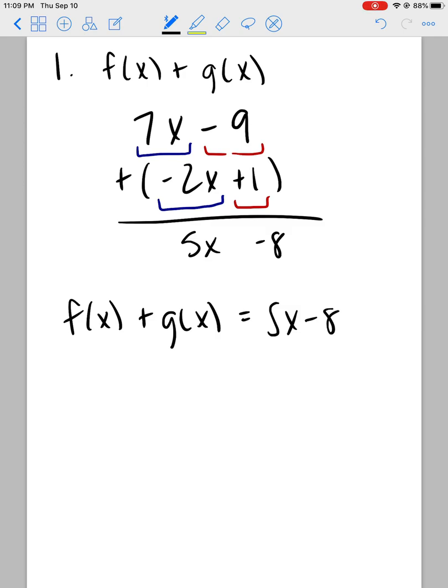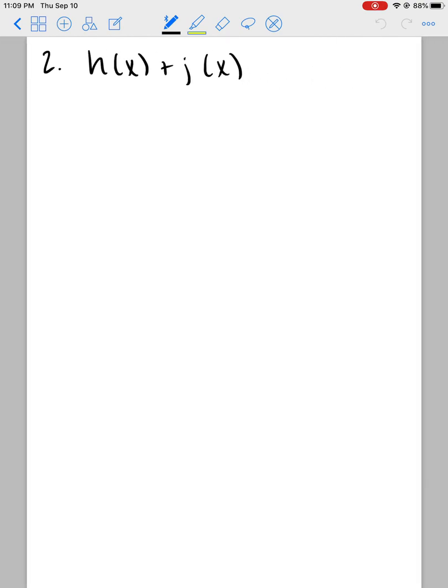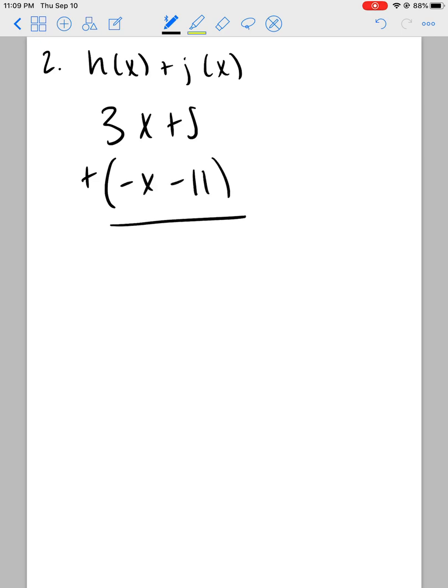And you can pause here and do the next two on your own and come back when you're done and we can check your answers. So now that you've finished, let's go over what you've done. So we have number 2 is h of x plus j of x. So h of x is 3x plus 5 plus negative x minus 11.